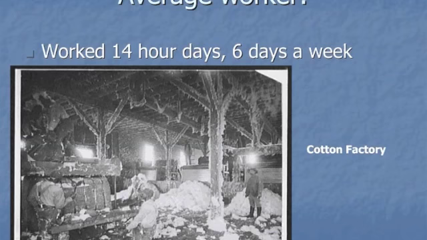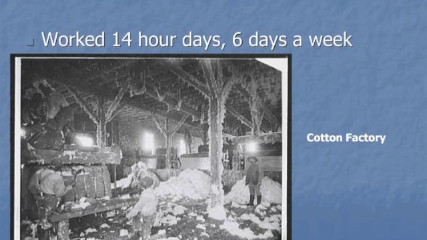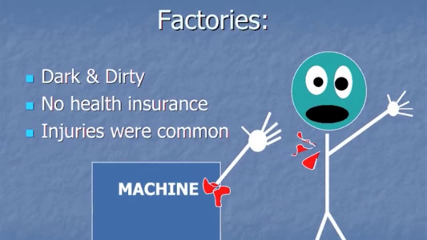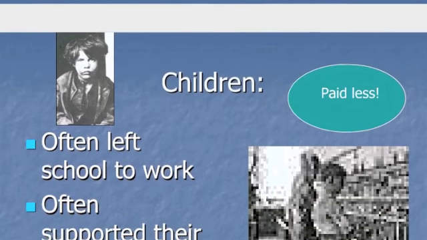Here's an example of a cotton factory. Each mill usually employed hundreds of people. The factories were dangerous, and I think we discussed this a little bit in class. People didn't have health insurance back then. You couldn't sue your employer if you were hurt, and injuries were very common. If you look at this PowerPoint in the barn, this is actually animated. See what happens to the stick figure there.